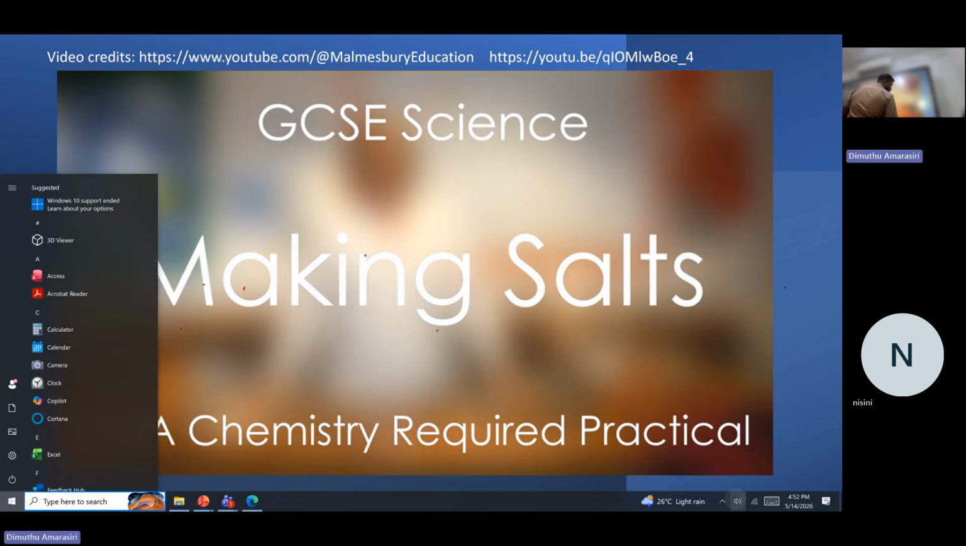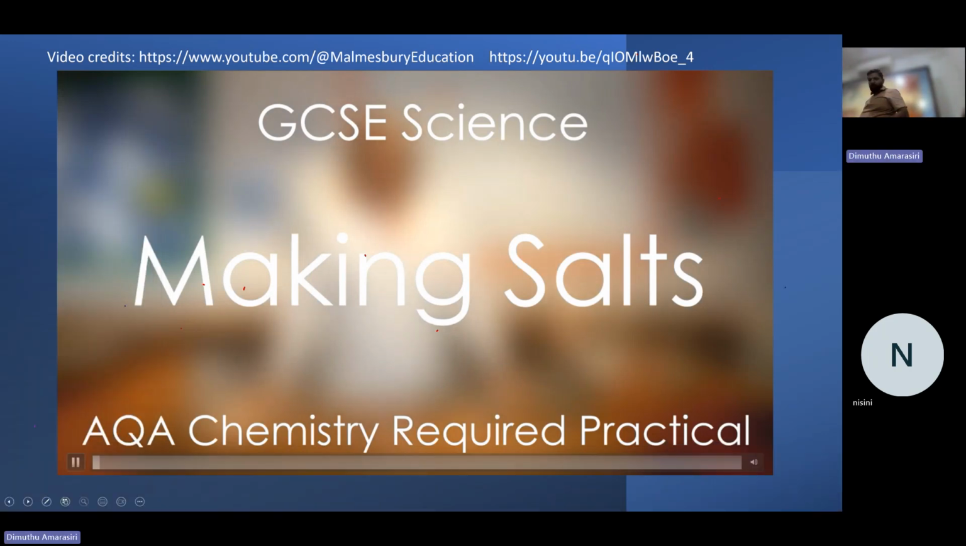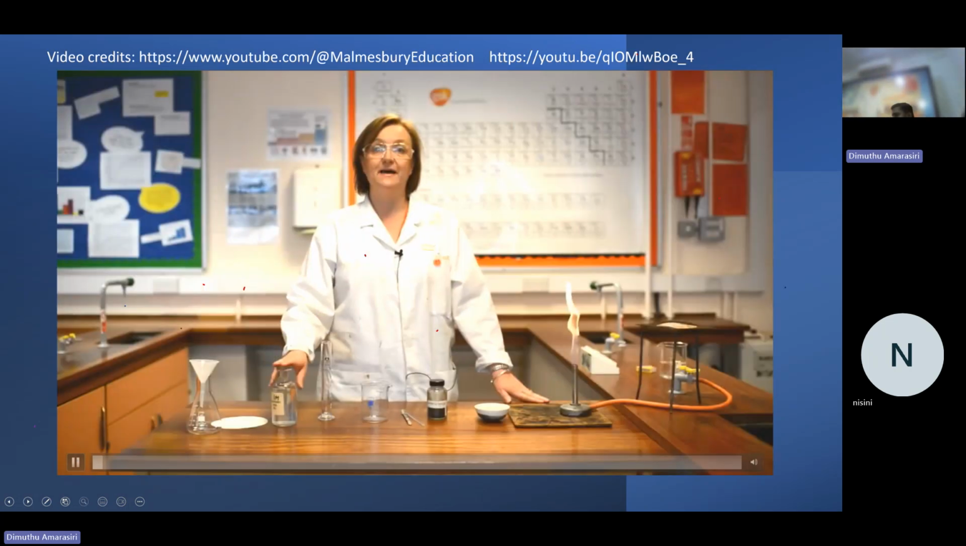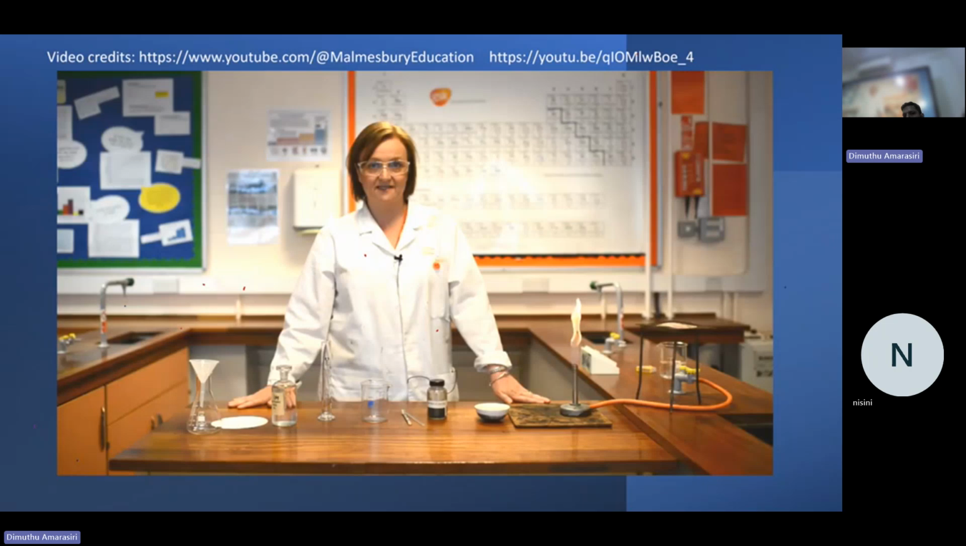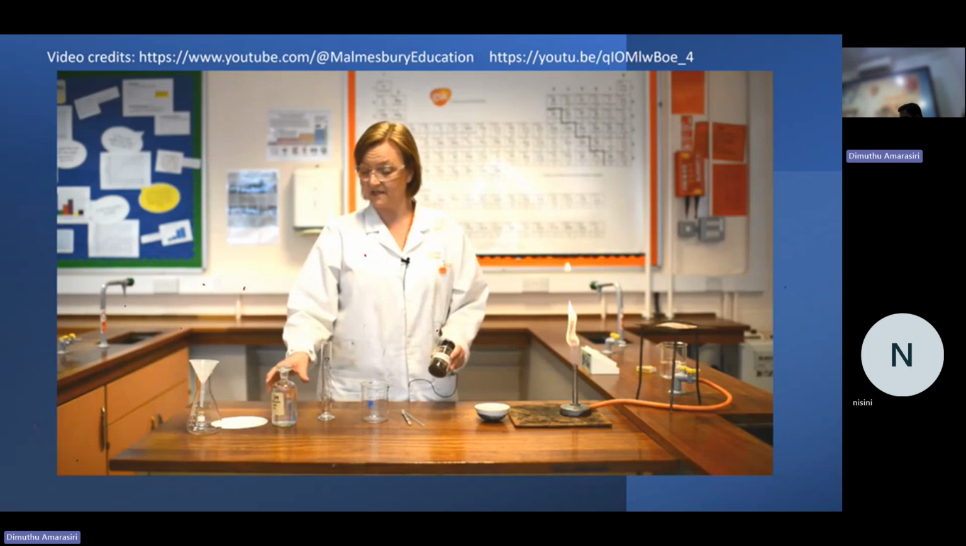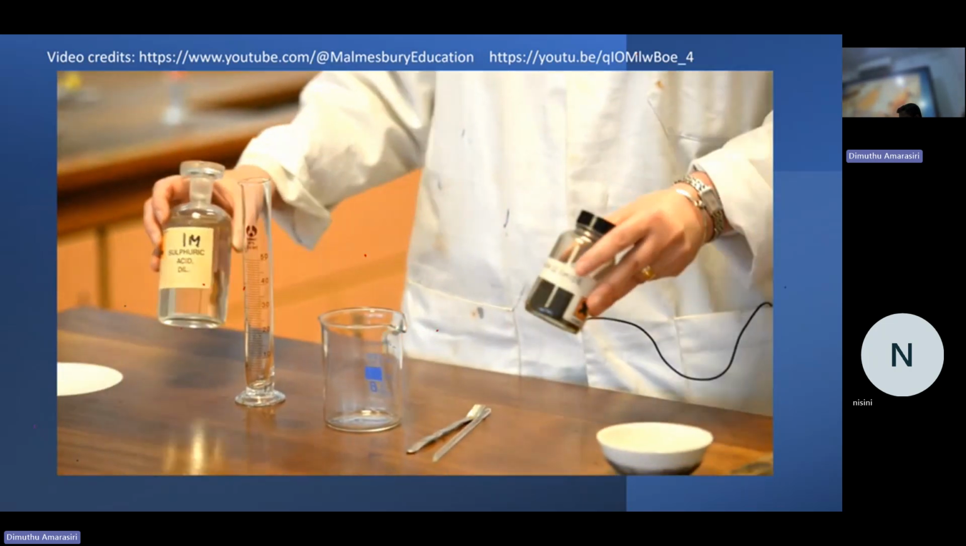We'll watch how to prepare copper sulfate. We are going to look at how to prepare a dry sample of a salt. A salt is made by the neutralization of an acid with a base. And the base we're going to use today is copper oxide, the acid, sulfuric acid. So we will be making copper sulfate.